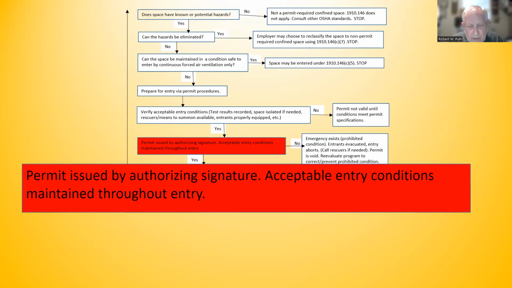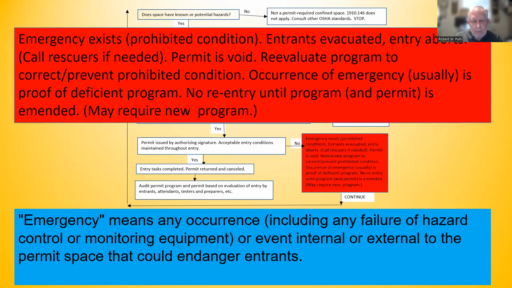And if it does, the permit is issued by authorizing signature, and acceptable entry conditions are maintained throughout entry. And if not, in other words, an emergency exists or there's a prohibited condition, entrants evacuate and entry aborts. Call rescuers if needed, the permit is void, and reevaluate the program to correct and prevent the prohibited condition. Occurrence of an emergency usually is proof of a deficient program. No reentry until the program and permit are amended. It may require a new program. You might have to start completely over with your program.